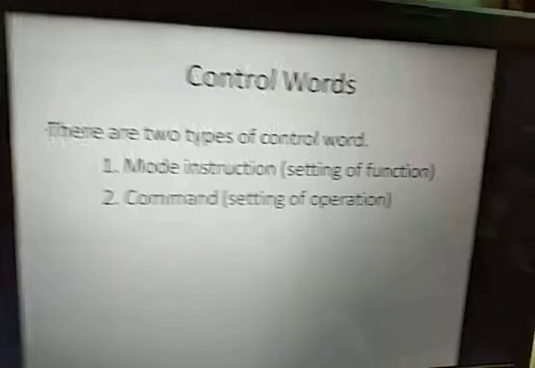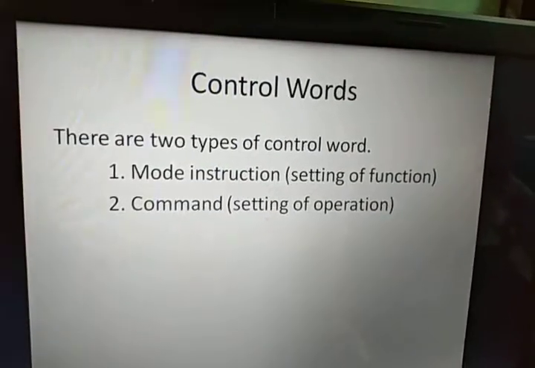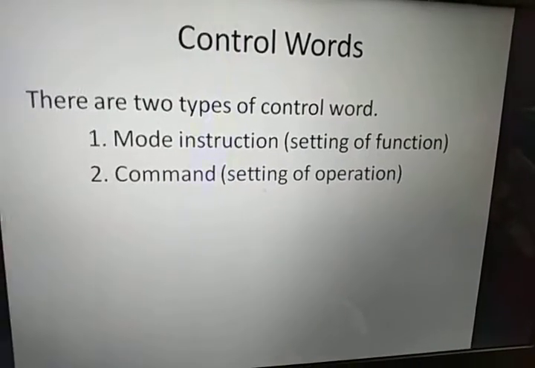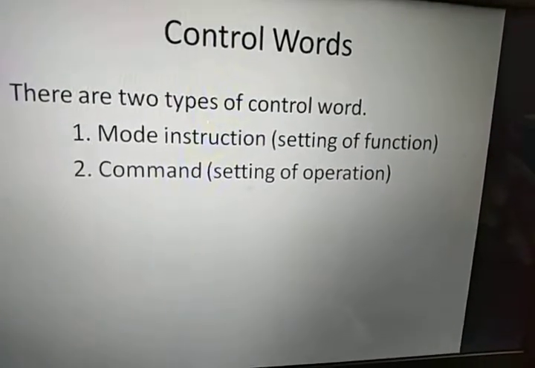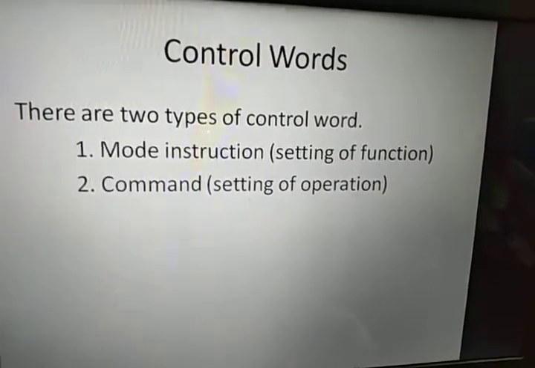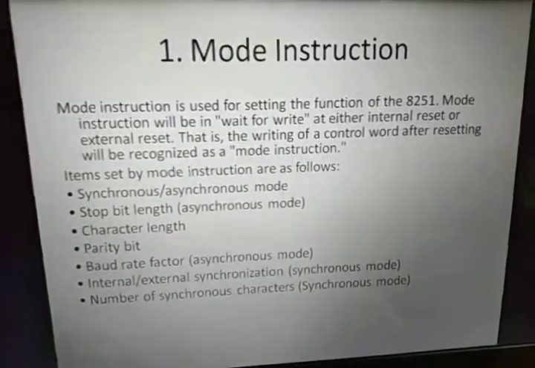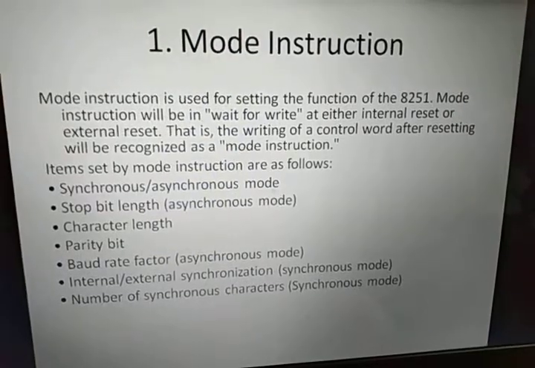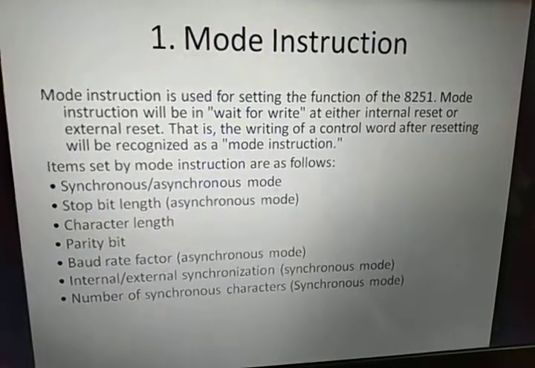So now coming to the programming of 8251. There are two types of control words. One is the mode instruction, which is used to set a function, and the other one is the command instruction, which is used for setting the operation. The mode instruction is used for setting the function of 8251, and it will be waiting for a write operation.